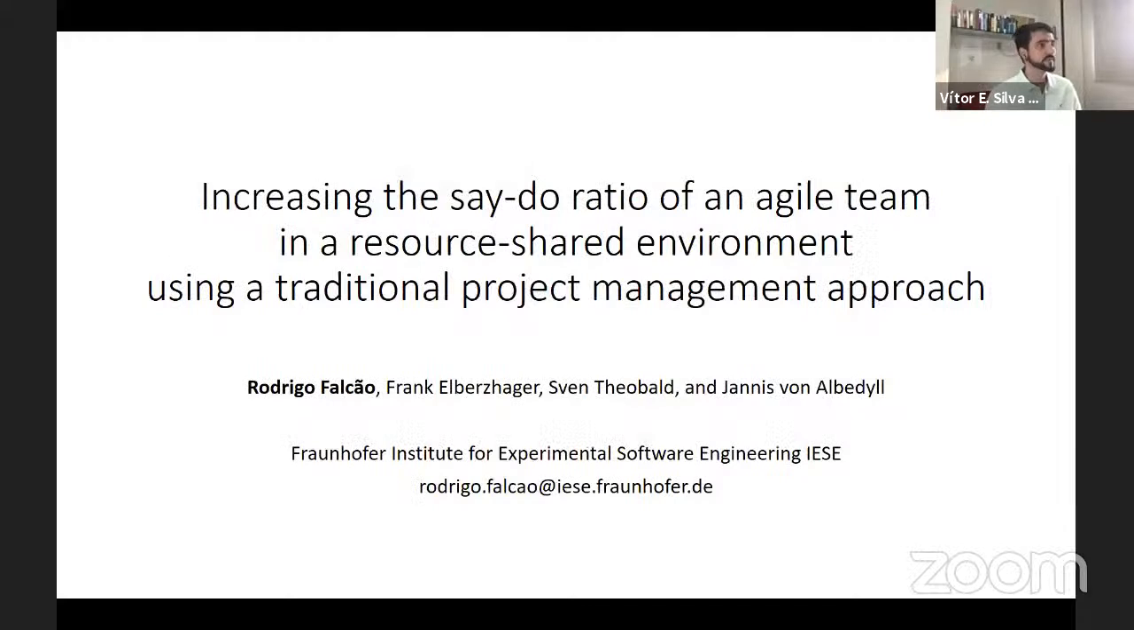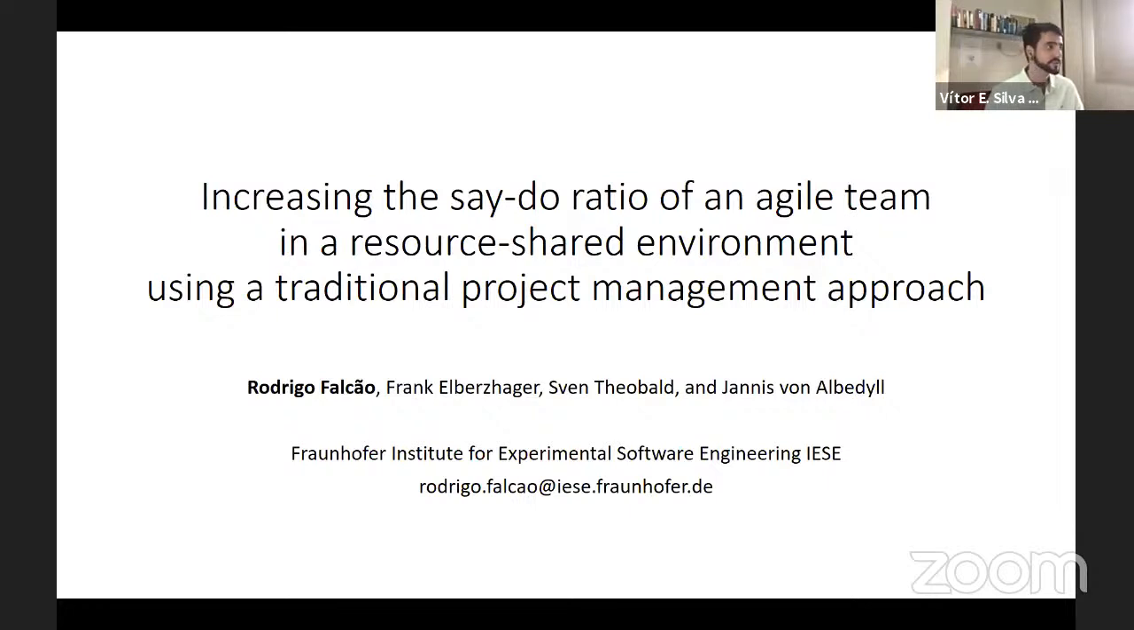This is the CIBSE conference, and we are in technical session 5, Agile and Estimation. We have 3 great papers that will be presented today. The first one is going to be presented by Rodrigo Falcão with the title, Increasing the Say-Do Ratio of an Agile Team in a Resource-Shared Environment Using a Traditional Project Management Approach.